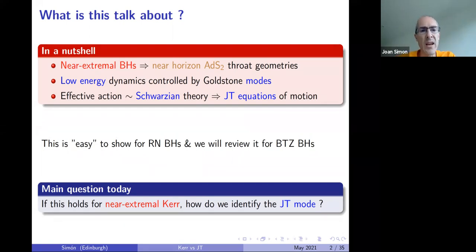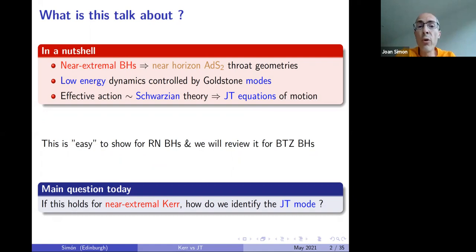And indeed, once the masters have told you what the answer is, it's easy to show that, for instance, for spherically symmetric cases like Reissner-Nordström black holes, these JT equations are there. And I will review it in a few minutes in BTZ, because I think it's a nice story that will allow us to revisit what that means in AdS/CFT.